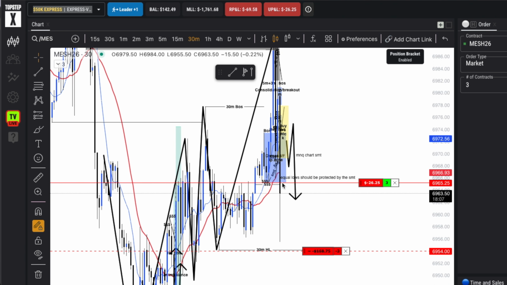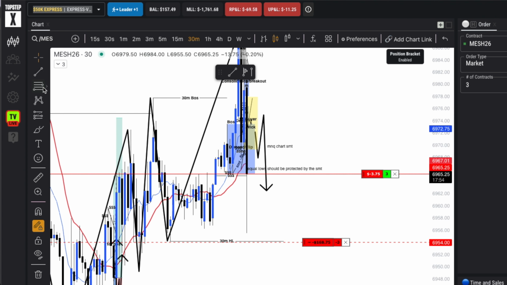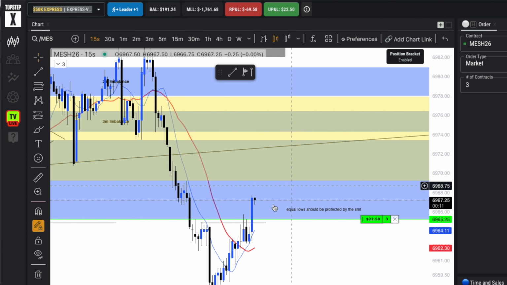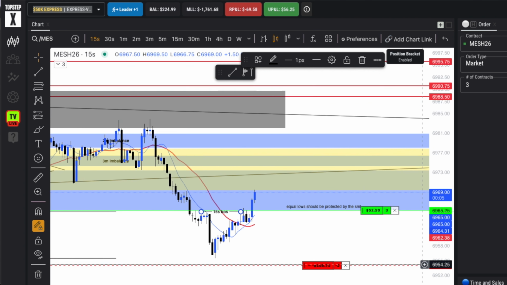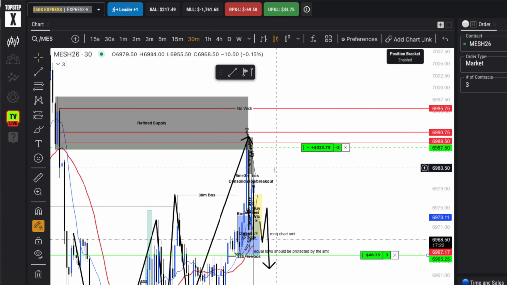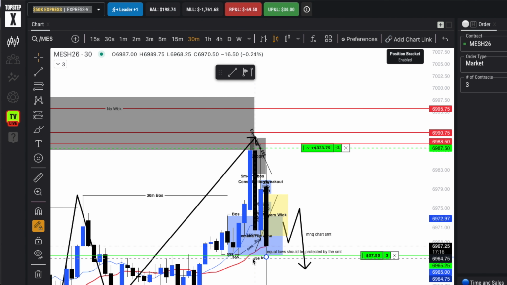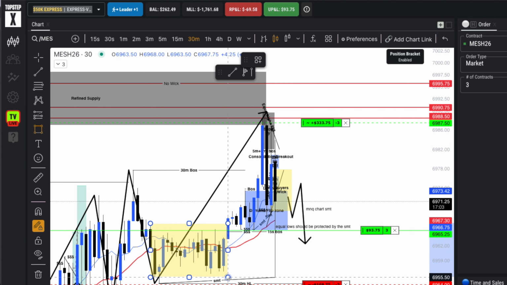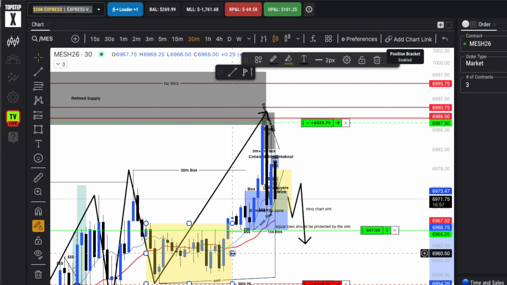But I want to go to the 15-second time frame where you can see I executed right here. You can see this 15-second break of structure for me, and then that is when I entered my position, had my stop loss under that 30-minute low, and then I had my take profit, I think right here. And that was a nice 2R right there.